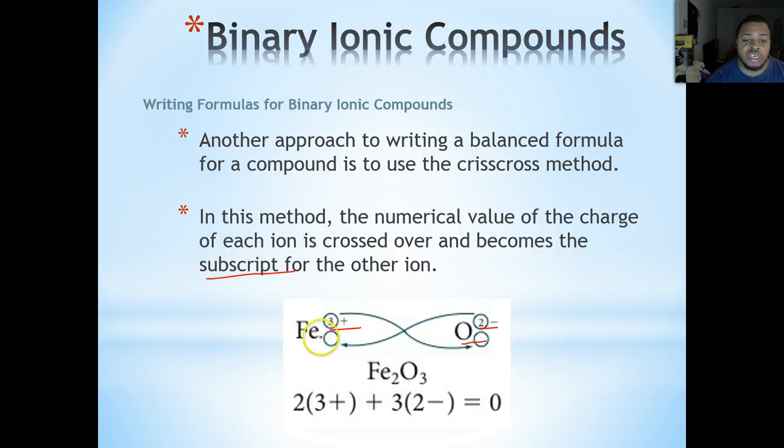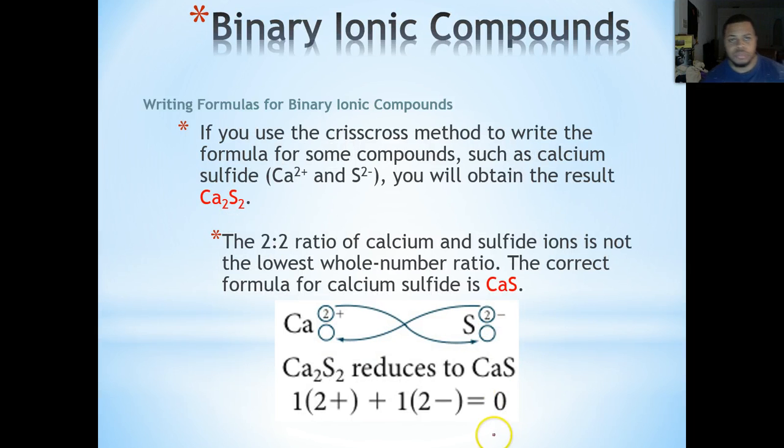So, as we see here, if I have Fe3+ and O2-, when I use my crisscross method, I'm going to end up with Fe2O3 because 2 times 3 would give me 6, and 3 times 2 would give me 6. Adding that up, negative 6 plus positive 6 will give me 0, which is what my goal is in the first place. Now, if we happen to use the crisscross method to write the formula, and we have two things that have the same charge, or same magnitude of charge, what do I mean?